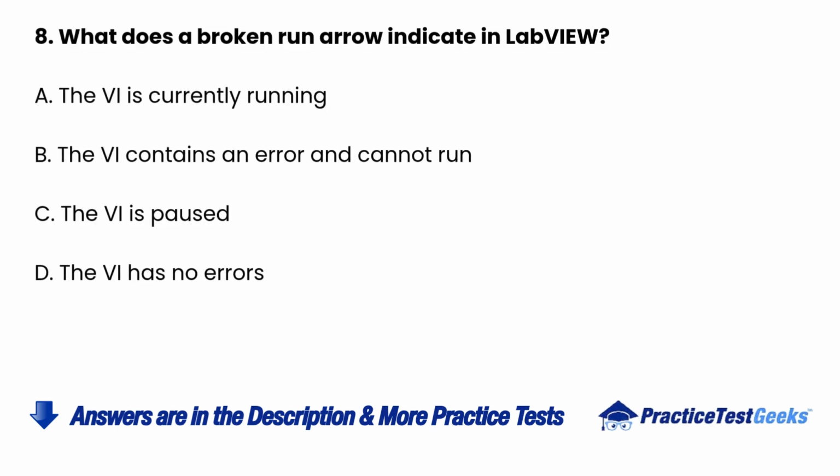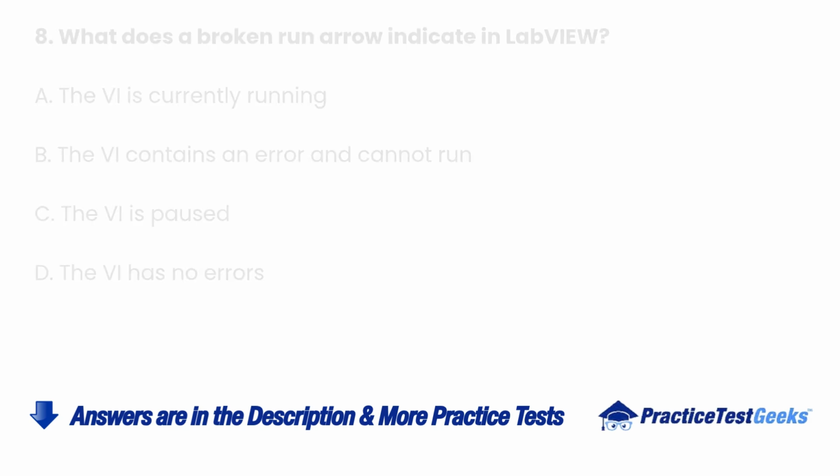8. What does a broken run arrow indicate in LabVIEW? A. The VI is currently running. B. The VI contains an error and cannot run. C. The VI is paused. D. The VI has no errors.